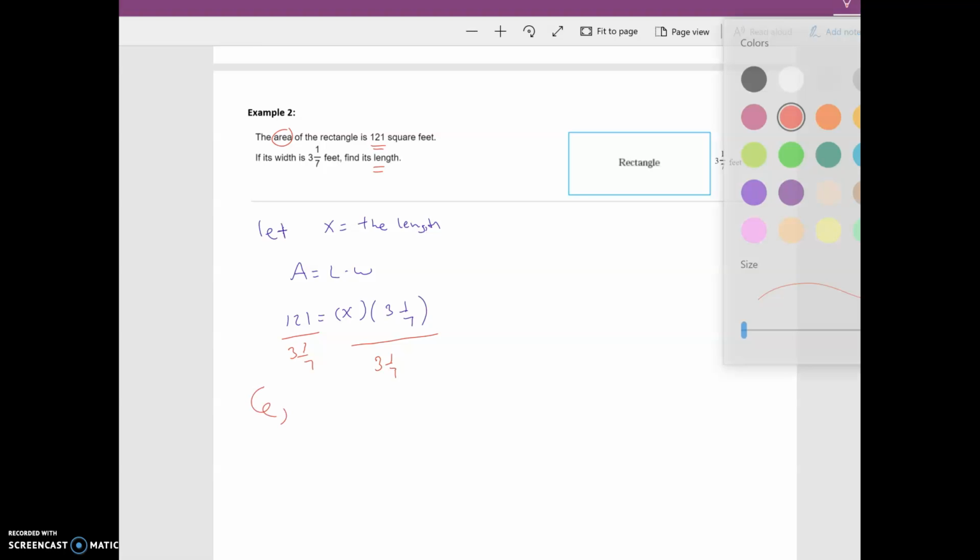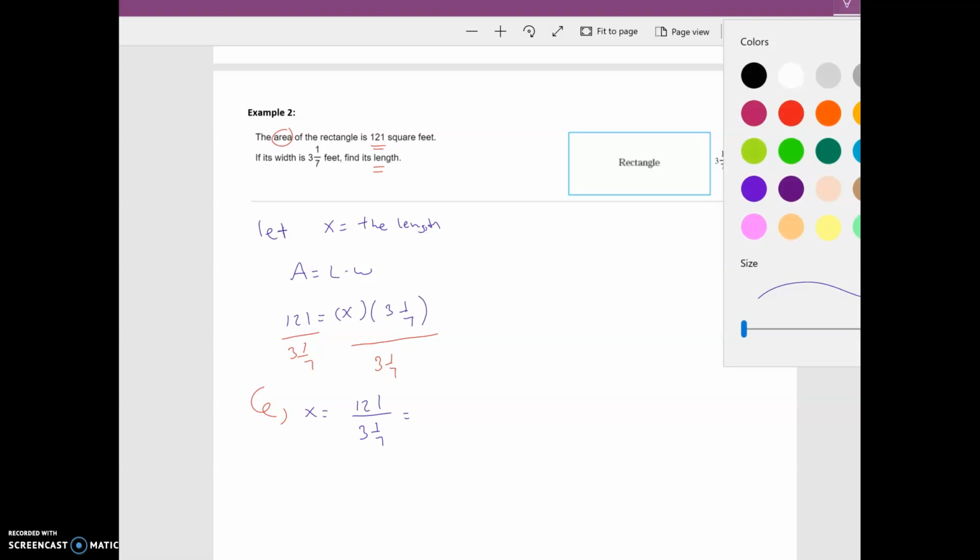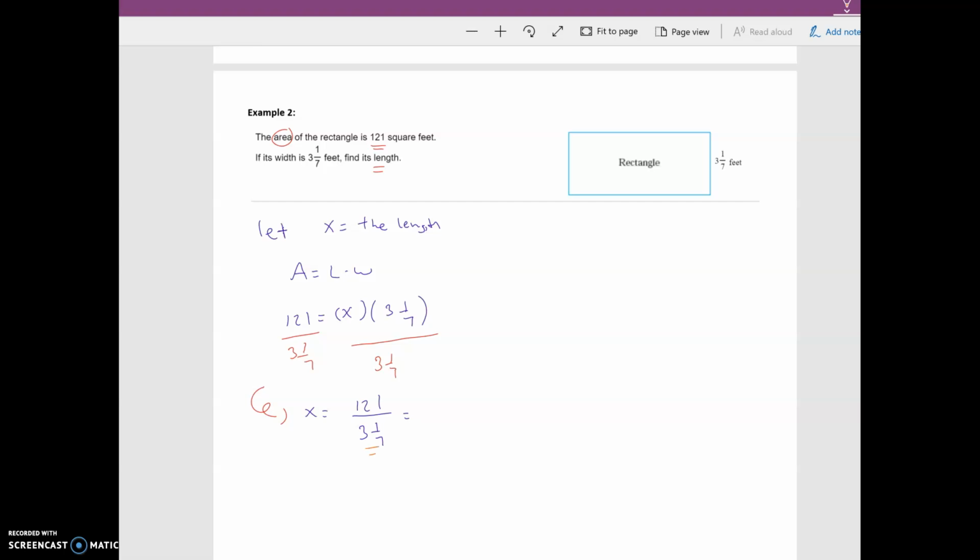Let me flip the fraction so that we have x technically equals the following mess. So you have 121 over technically 3 and 1/7. Let me rewrite the denominator as an actual improper fraction. So we're still looking at 121 on the top. At the bottom, you're going to get 21 plus 1 is equal to 22/7.